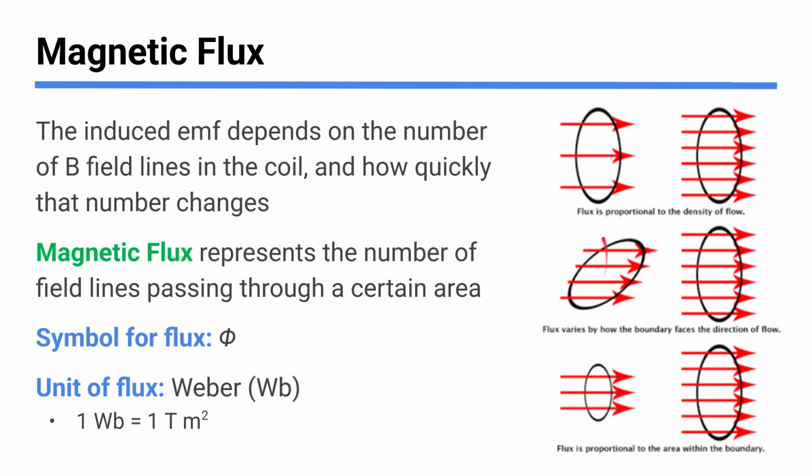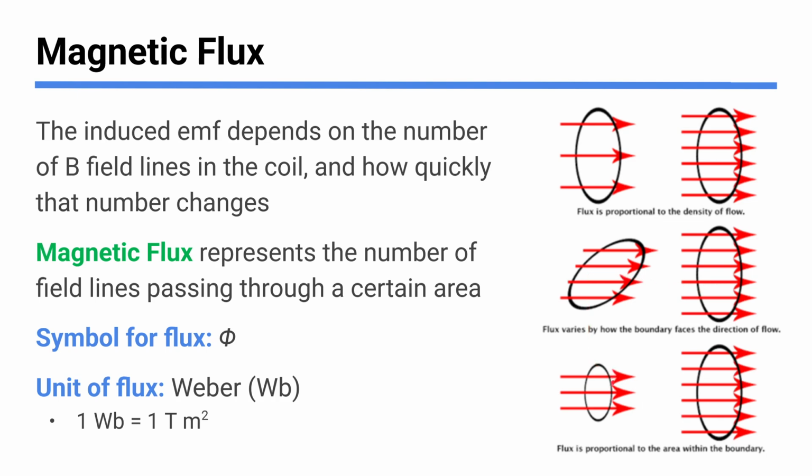Picture a hula hoop, and a bunch of lines going through it. If you angle the hula hoop, fewer of those lines are going to go through it. Some of them are passing overhead, and some are up above and going under. Whereas if it's straight up and down, perpendicular to the field, then you get maximum flux. So the angle can change the amount of flux, the amount of field lines that are going through the loop.